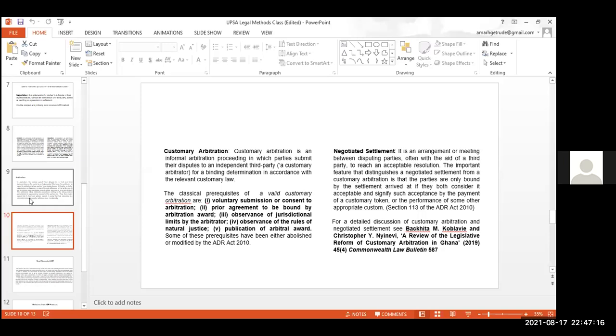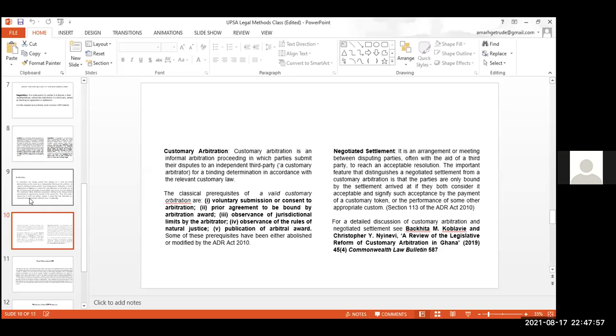Now, customary arbitration has been with us even before the system of litigation through the courts was introduced by the British by virtue of the Supreme Court ordinance. Customary arbitration is something that at our own level we have done for so many years, even before the introduction of a formal judicial system for the settlement of disputes. So it is simply the parties to a dispute submitting their dispute to a customary arbitrator for that arbitrator to make a binding determination in accordance with the relevant customary law.